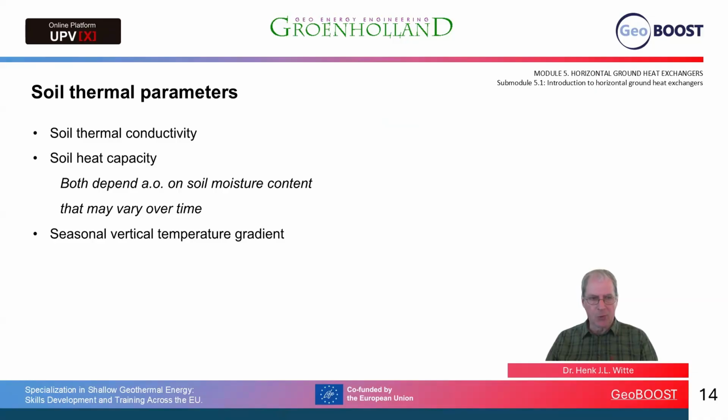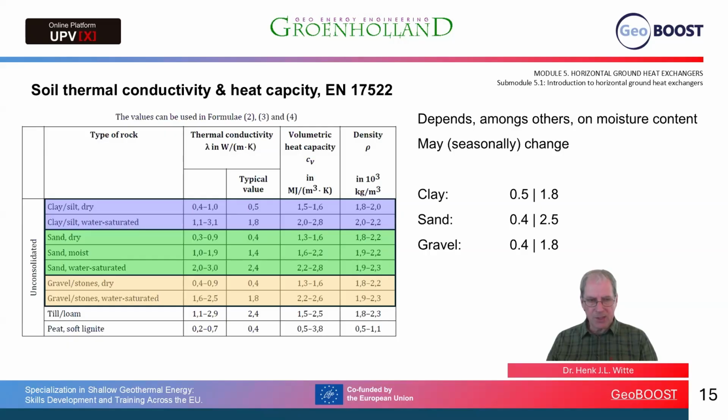Especially soil thermal conductivity and soil heat capacity, which depend to quite a high extent on the soil moisture content, which may vary over time, and of course the seasonal vertical temperature gradient, which is important near the Earth's surface. So let's start with the soil thermal conductivity and heat capacity.